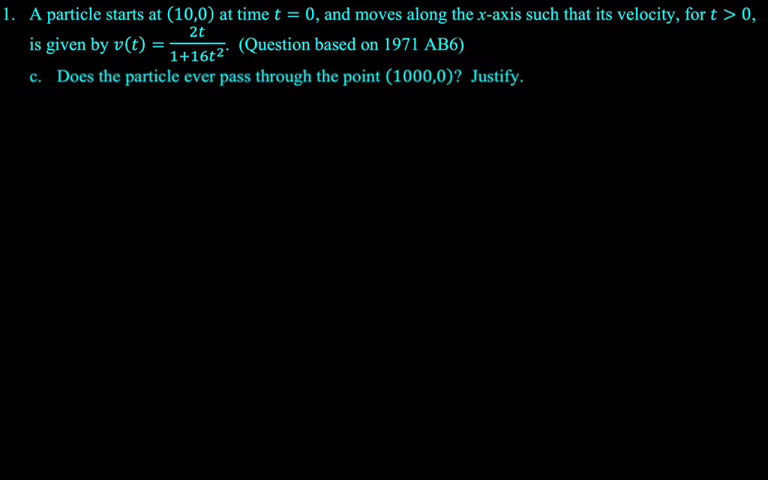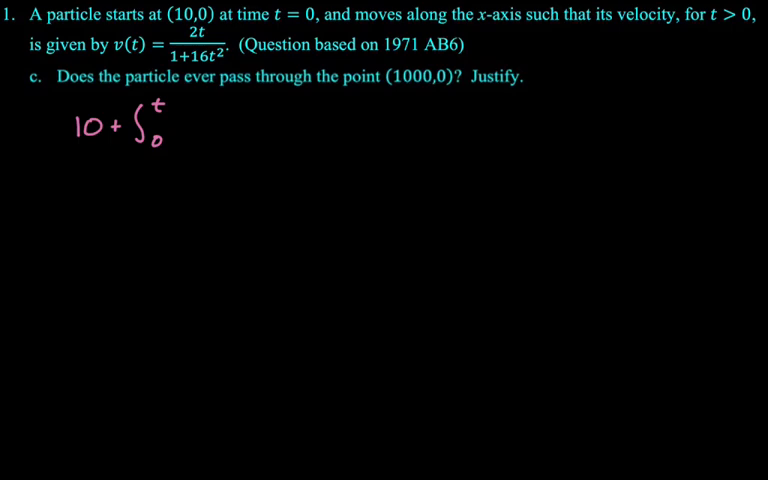We want to justify. So I can think of two ways to do this. One of them is, instead of what we did last time where we found x of 2, we could just set up the integral again, but set it equal to 1000. So that's what I'm going to do. I'm going to do 10 plus the displacement. So starting at t equals 0, I get 10.